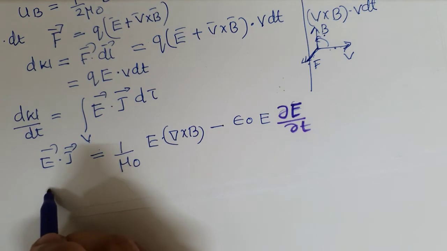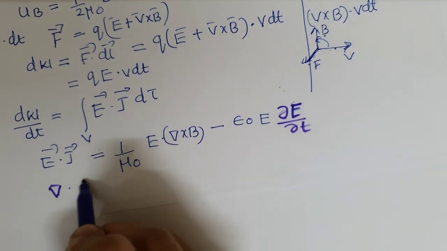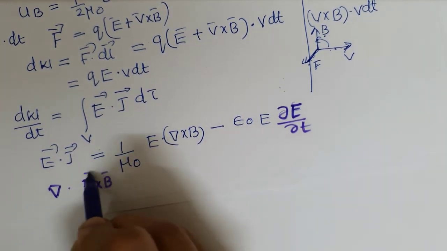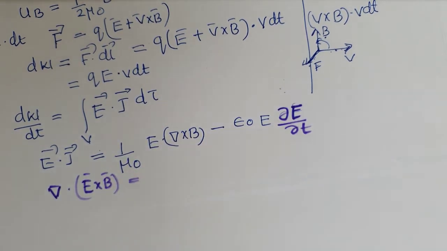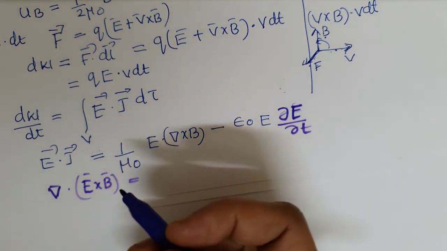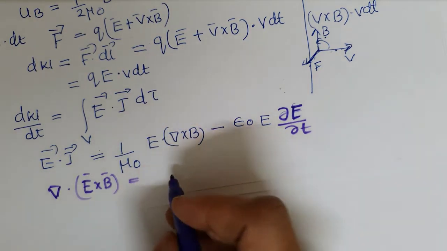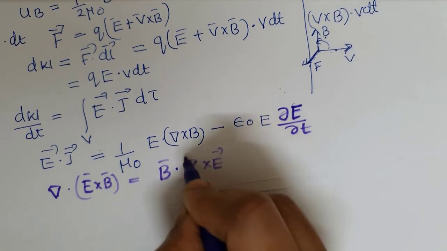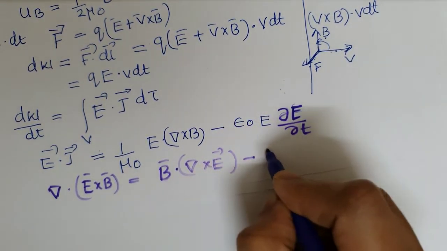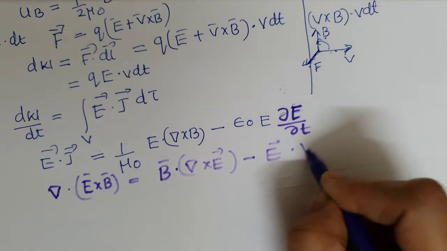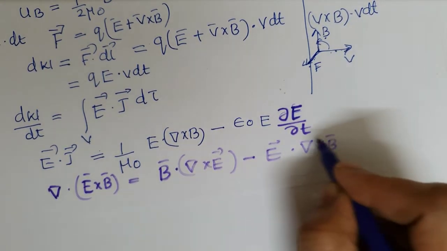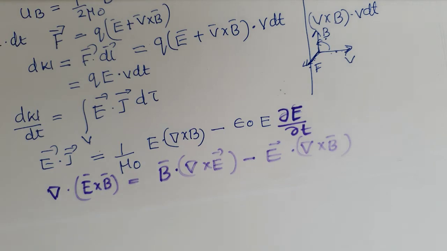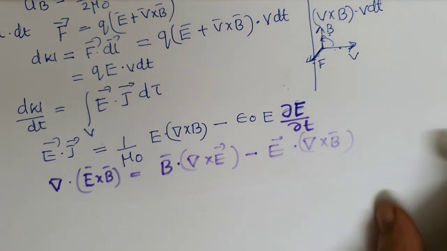But we know that del dot E cross B can be evaluated using a vector identity, del dot of A cross B, where A and B are any two vectors. We can represent it as B dot del cross E minus E dot del cross B. This is the representation of del dot E cross B according to the del dot A cross B identity.